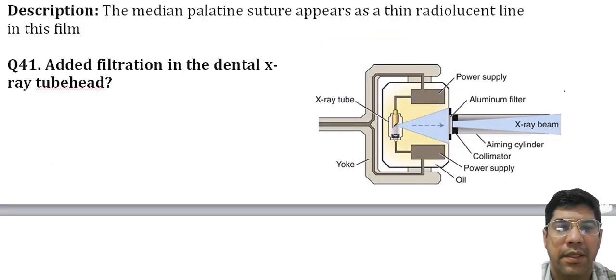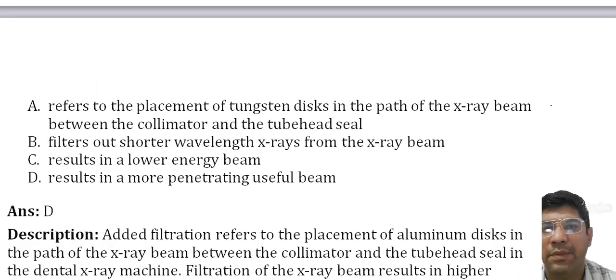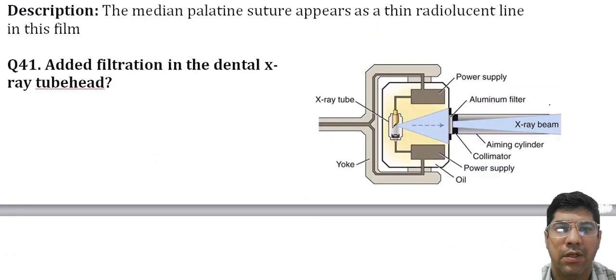Added filtration in the dental X-ray tube head. So the answer is it results in more penetrating useful beam. So added filtration in a dental X-ray machine in the path of the X-ray beam, it is provided between the collimator and tube head seals.